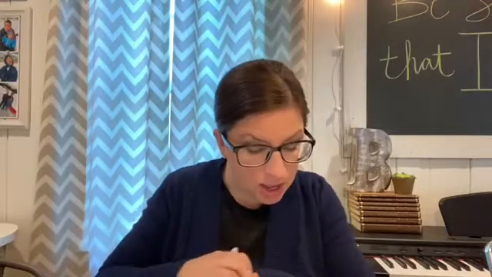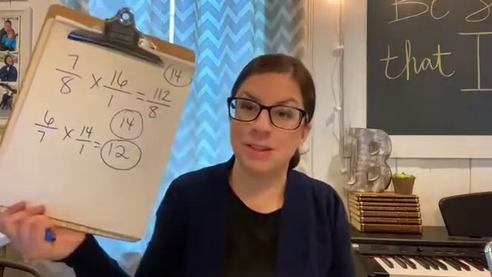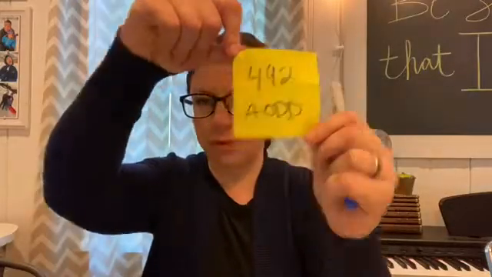6/7 of 14. So if you divide 14 into 7 groups, each group would have 2. So how many would 6 of them have? 12. So 6/7 of 14 equals 12. So again, you're going to be doing 492A odd for tomorrow's homework, or if you do it tonight.